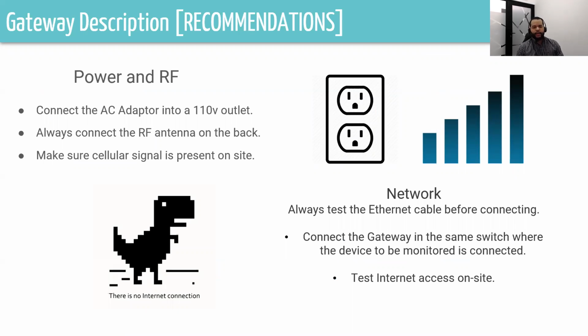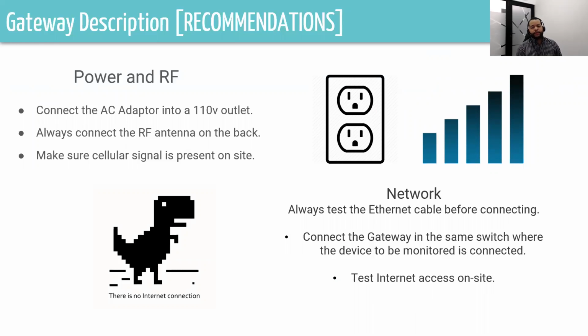Now let's talk about some recommendations for this. Always connect the AC adapter into 110 volts outlet. You have an AC adapter going to the outlet that comes out as a DC supply to the gateway appliance. Always connect the RF antenna on the back on the selected model. This is required in order to gain signal to the embedded modem.